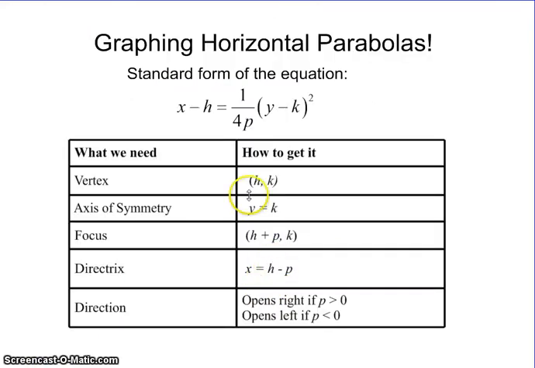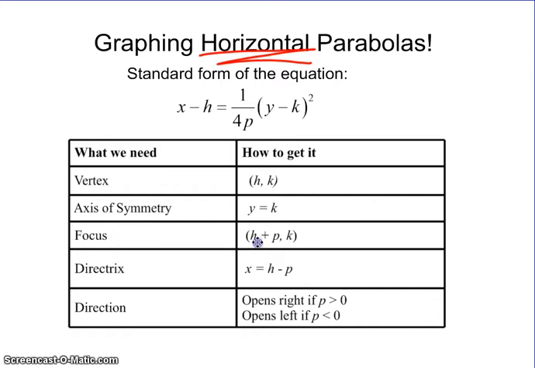So here's a graphic organizer very similar to the one that we had in our previous video, but this one's about horizontal parabolas. Horizontal parabolas, remember, start with the x minus h. Now the vertex stays the same, except now the axis of symmetry is y equals k. In the previous examples for the vertical, it was x equals h. This is completely different.